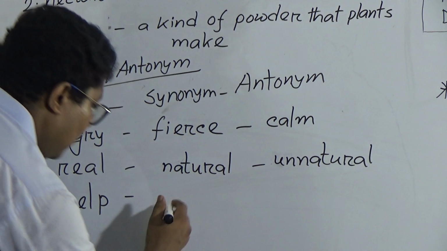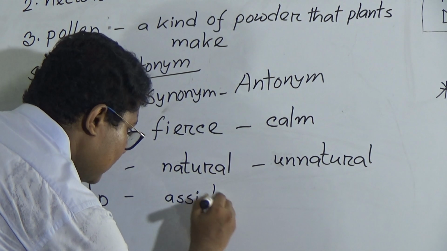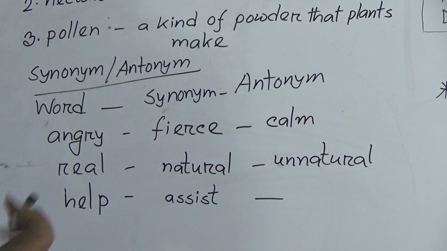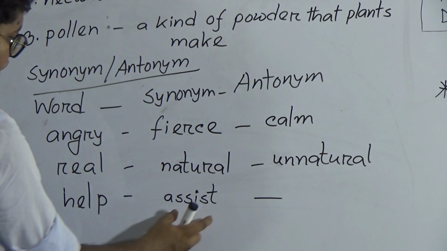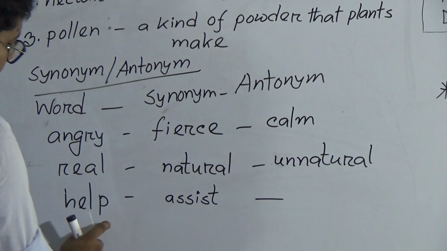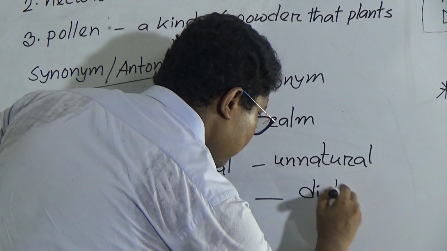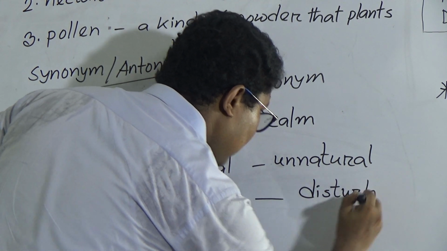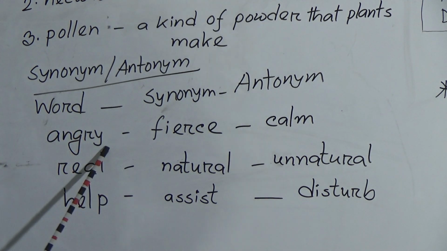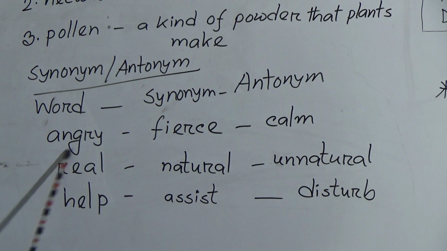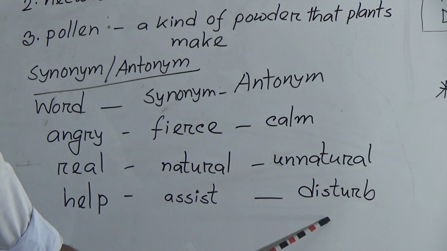Help means assist someone. A-S-S-I-S-T, assist, assistance. Who helps someone, we call assistant. So help, assist means a verb, assist, assistance noun, help, assist, and opposite is disturb. You're helping someone, that's good, and you were disturbing someone. So help, assist, disturb. So let's read again. Angry, fierce, calm. Real, natural, unnatural. Help, assist, disturb.